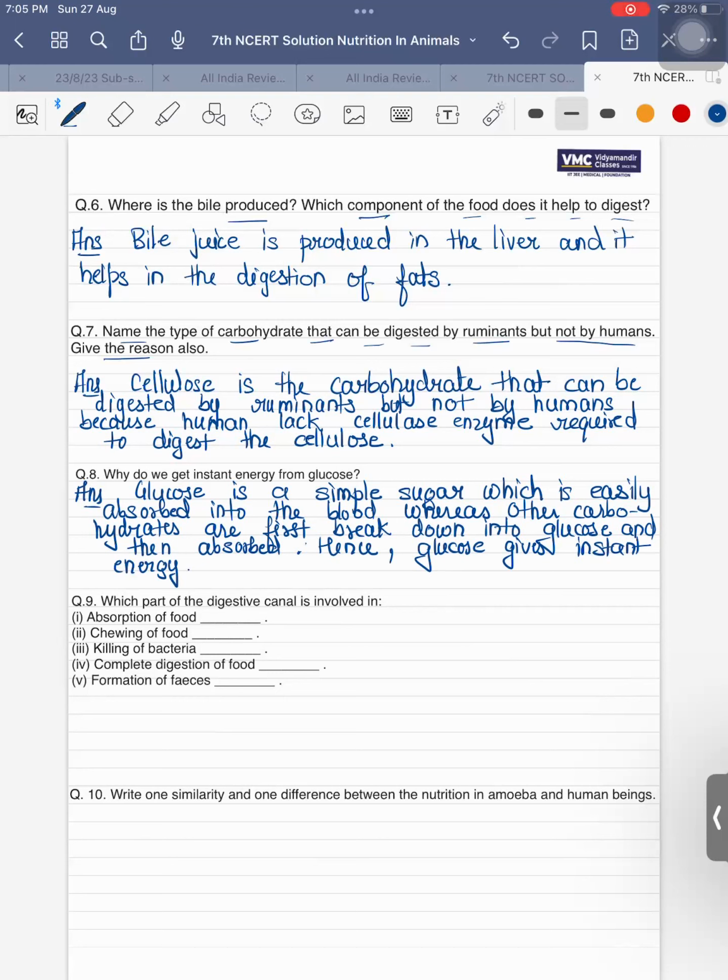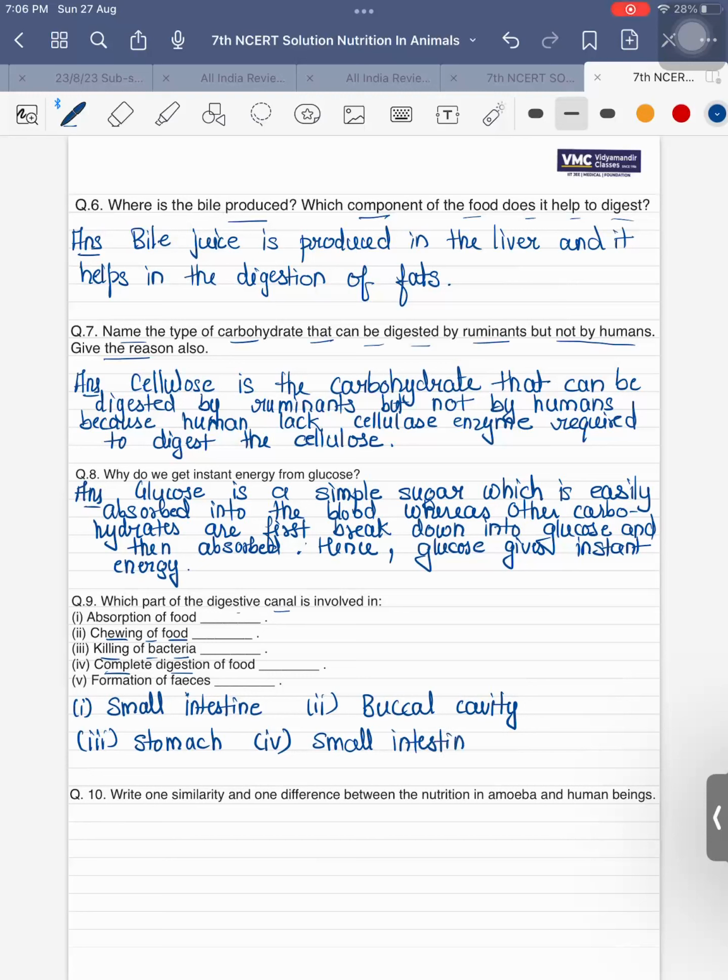Next one, which part of the digestive canal is involved in number one, absorption of food? It's the small intestine. The complete digestion takes place in the small intestine, where the food gets absorbed. Second, chewing of food is done in the buccal cavity, in the mouth, with the help of teeth. Third, killing of bacteria happens in the stomach with the help of hydrochloric acid. Fourth, complete digestion of food occurs in the small intestine. And the last one, formation of feces, which we eject out, occurs in the large intestine.